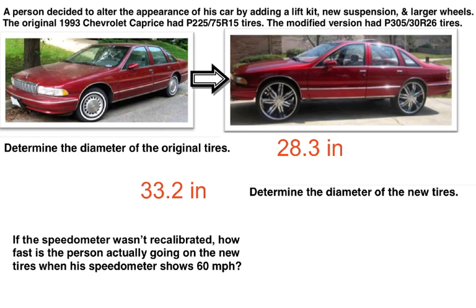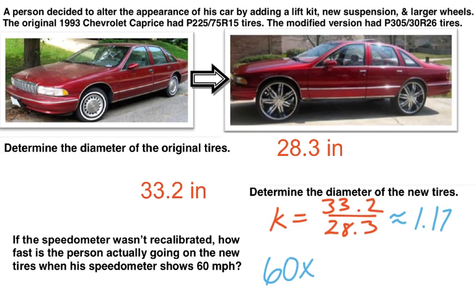So we have this information. Again, we have to find K, and remember I told you K could be circumference of the new divided by circumference of the old, or diameter of the new divided by diameter of the old. So 33.2 divided by 28.3 is going to give us approximately 1.17 for our constant of proportionality. And then our actual speed whenever we're traveling 60 miles per hour is 1.17 times 60, which is approximately 70.2 miles per hour.